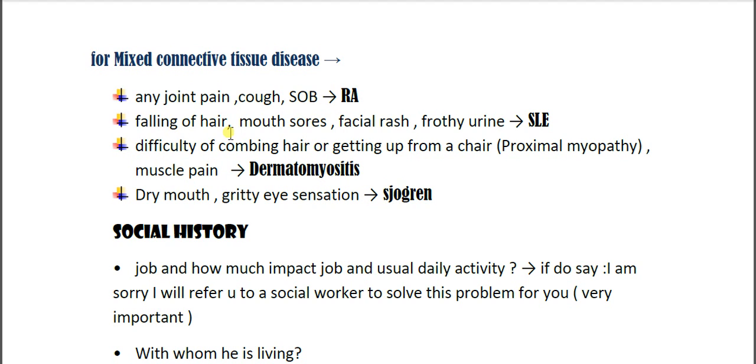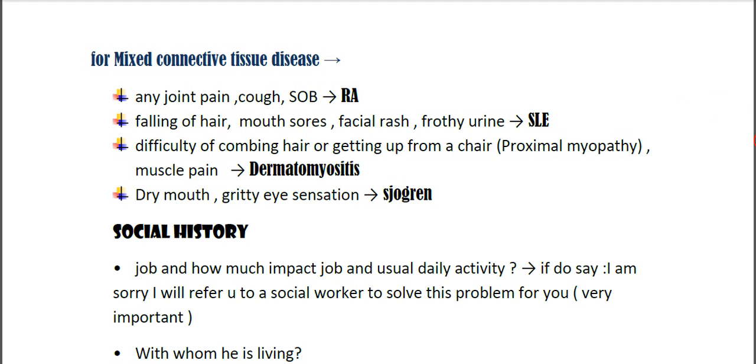Any falling of hair, mouth sores, facial rash that increases with sun exposure, this is for SLE. Any difficulty of combing your hair or getting up from a chair, any muscle pain for polymyositis, any dry mouth or gritty eye sensation for Sjogren's.